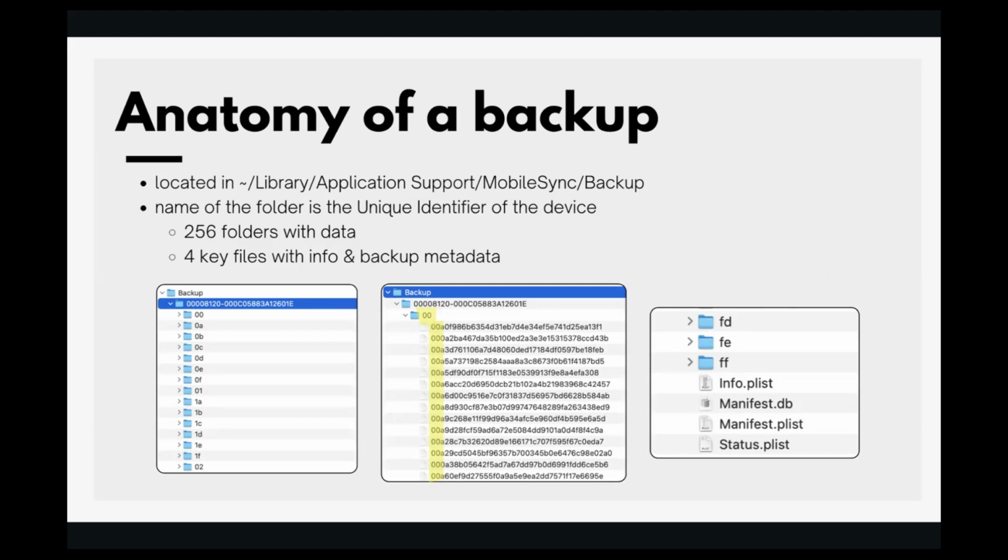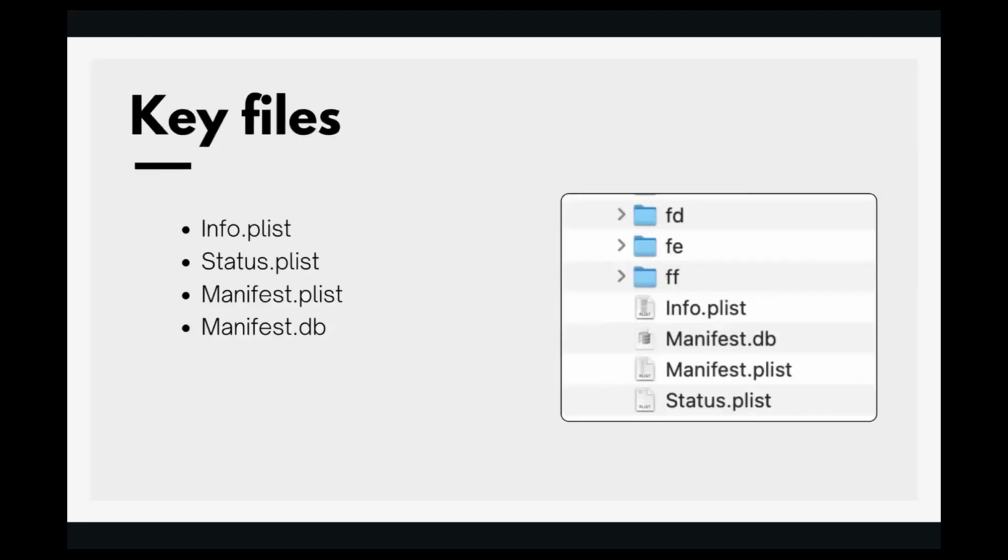Inside that Backup folder, there will be another folder whose name is the unique identifier of the device. Within that top folder, there will be 256 folders with data. We don't know yet what data this exactly is, but we'll learn soon enough. And also, there are 4 key files with more descriptive names. Those are Info.plist, Status.plist, Manifest.plist, and also a Manifest database.